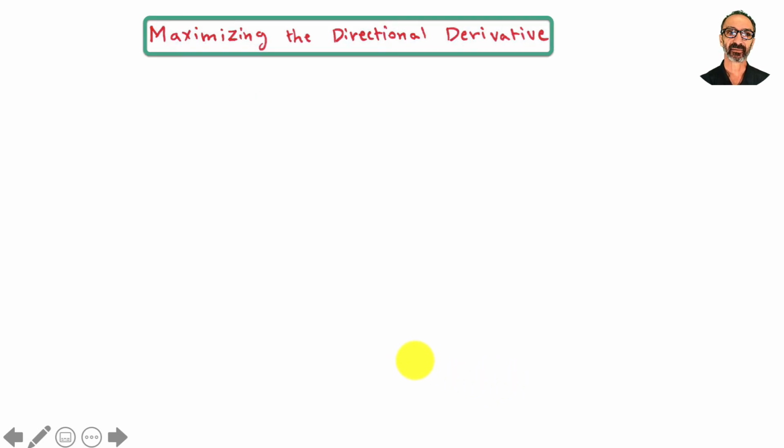Maximizing the directional derivative. In other words, if you are at a single point on the surface, if you change your direction, you might be going down faster, so you have a slope that is different. The question here is, what's the maximum slope? Should I go 45 degrees? Should I go like 42 degrees? And things of that nature.